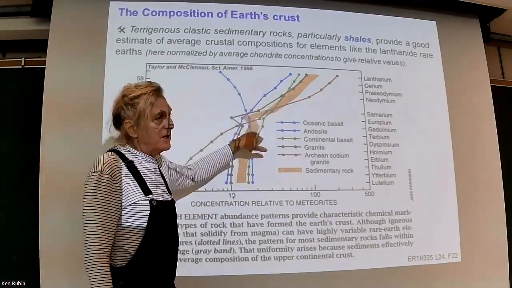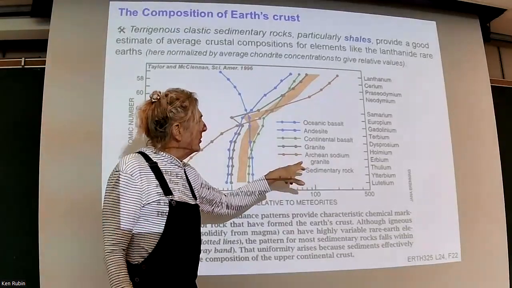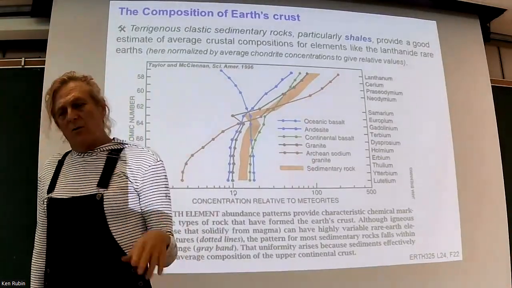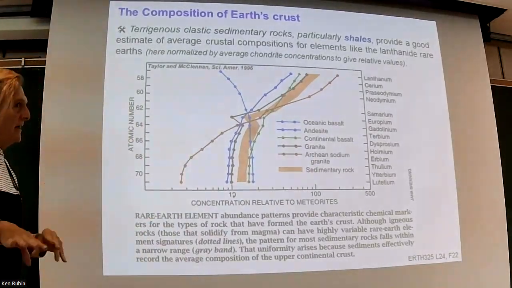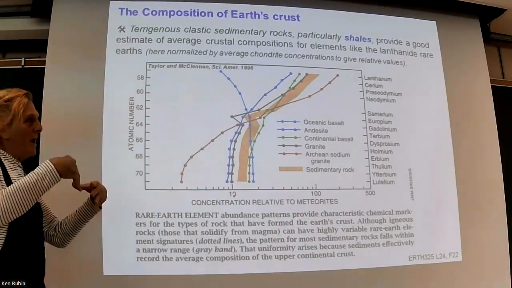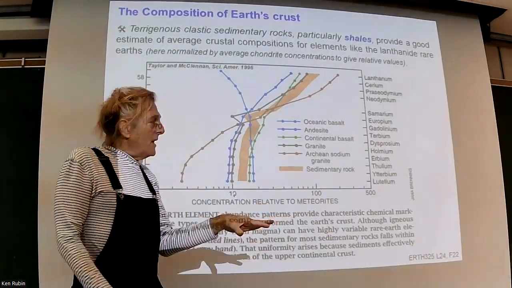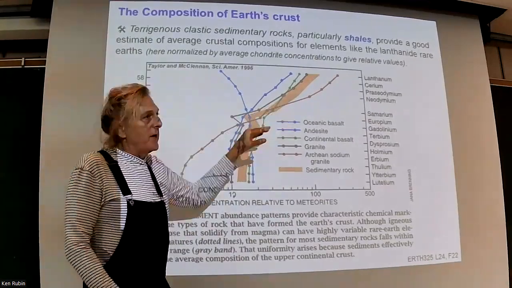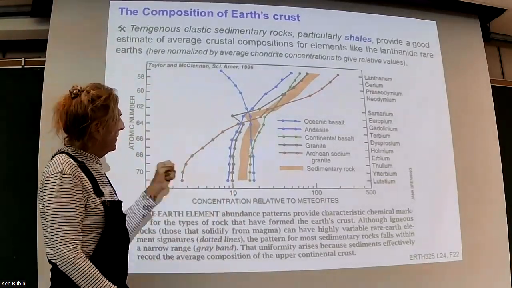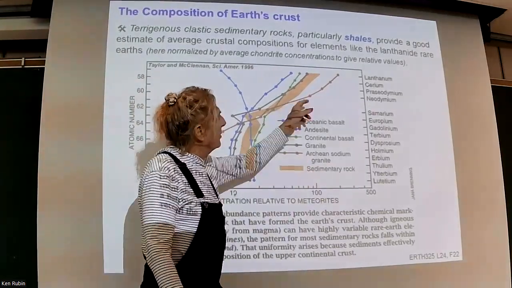This red one, right, Archean, really old sodium-rich granites, represent a different set of igneous processes and perhaps different conditions that existed way back when we didn't have plate tectonics. And so we get a slightly different pattern. We get a more exaggerated pattern, right? It's more depleted in a relative sense in the heavy rares and more enriched in the light.